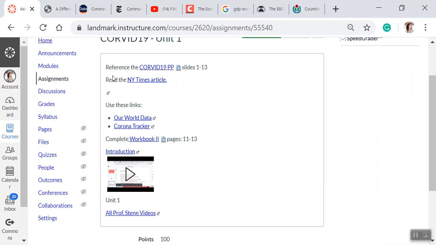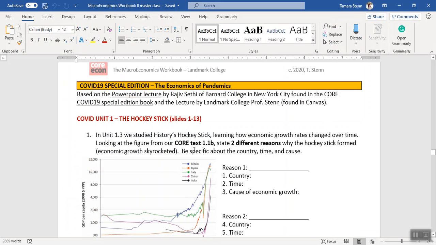If I go back to Canva, I'm going to see that I have my workbook too. I can click on that. And I have the introduction video you've probably already watched that shows you how we're going to be interacting with this unit. Now we're going to take a look at pages 11 to 13. We'll also be working with slides 1 through 13.